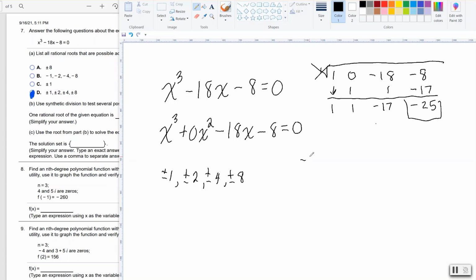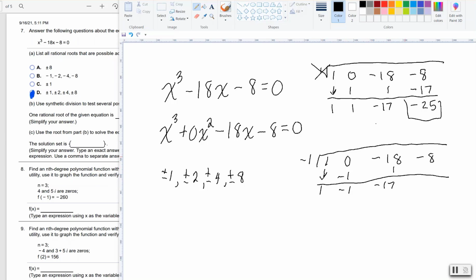Now I'll test negative 1. Repeating the process, 1, 0, negative 18, and negative 8. Dropping down 1, multiply negative 1 times 1, negative 1, add negative 1. Negative 1 times negative 1, positive 1, add negative 17. Negative 1 times negative 17, 17, add negative 8, remainder 9, therefore negative 1 is not a root.